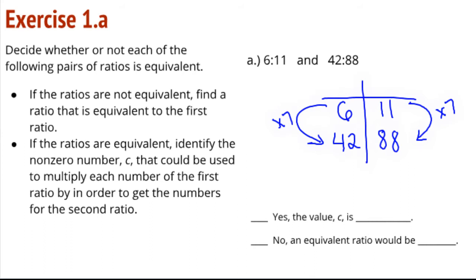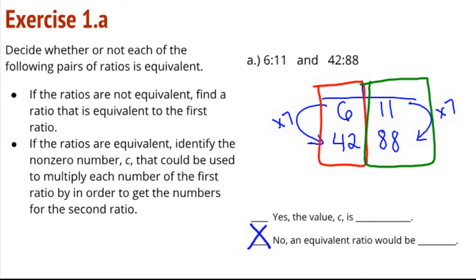This side, the 6 and the 42, I've got to times 7. This side, the 11 and 88, I don't have a times 7. These are not equivalent ratios. Now, I do need to write an equivalent ratio. Well, I know 6 times 7 is 42, so I can put a 42 there. And I know that 11 times 7 is equal to 77. Now I have an equivalent ratio.